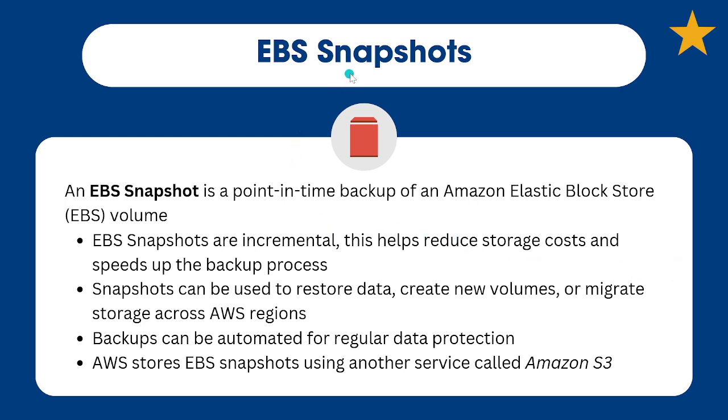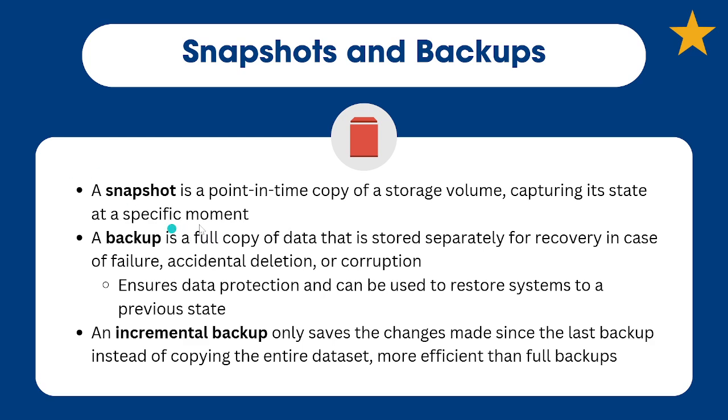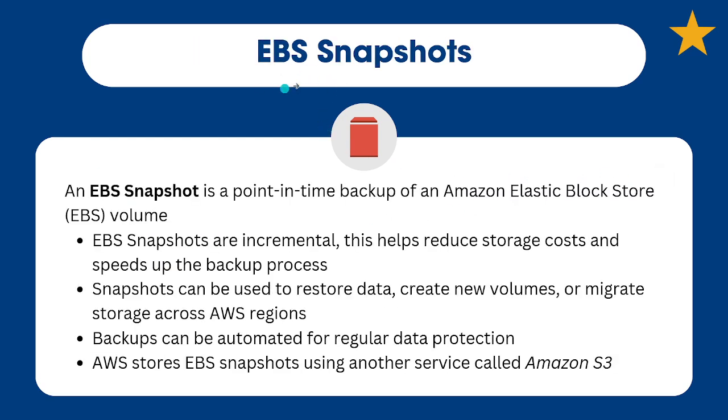So incremental backup is like syncing up your storage to the newest changes. And then EBS snapshots. Of course, if we can do snapshots, we have to talk about how EBS takes those snapshots. EBS snapshots are, again, a point in time backup of an Amazon Elastic Block Store volume. As we discussed, EBS does support snapshots. They are always going to be incremental, and this helps reduce storage costs. Instead of copying the whole thing, I'm just going to copy the newest changes.